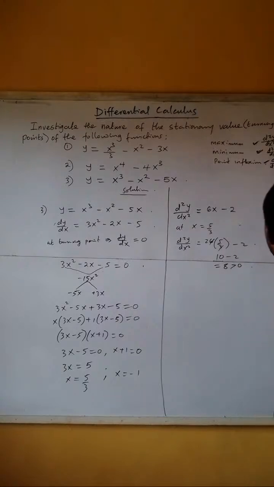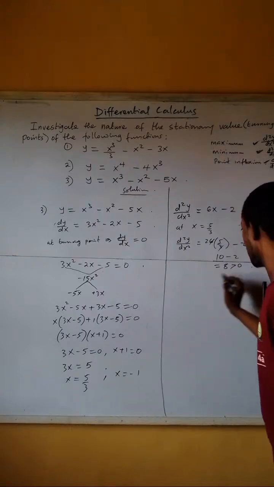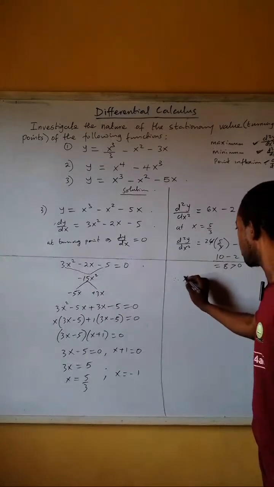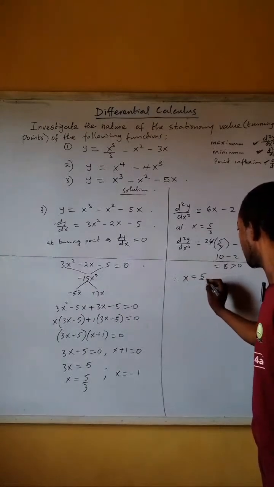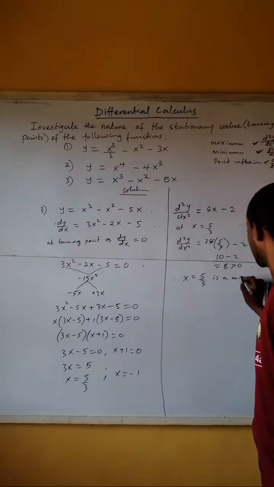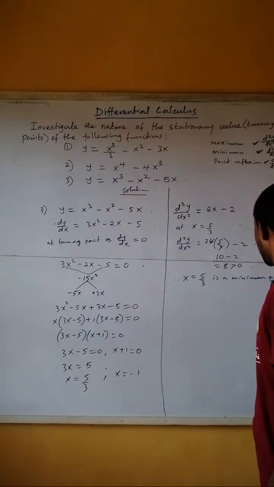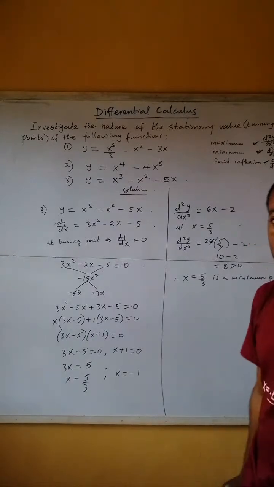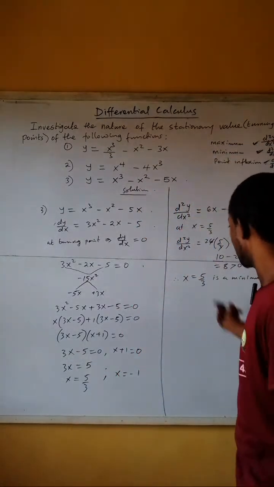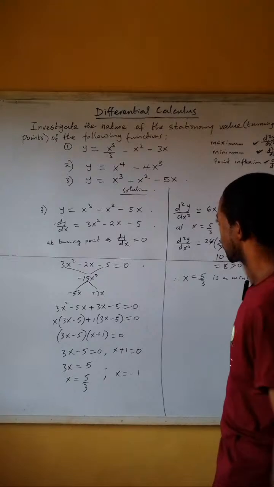Now, when d squared y by dx squared is greater than 0, we have a minimum point. That means, since this is greater than 0, therefore, x equals 5 over 3 is a minimum point. So this is the nature of that point, minimum point, which implies that here we can find the minimum value by substituting the minimum point in the function given here.